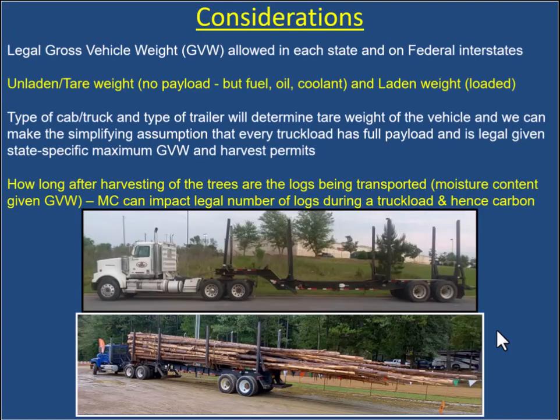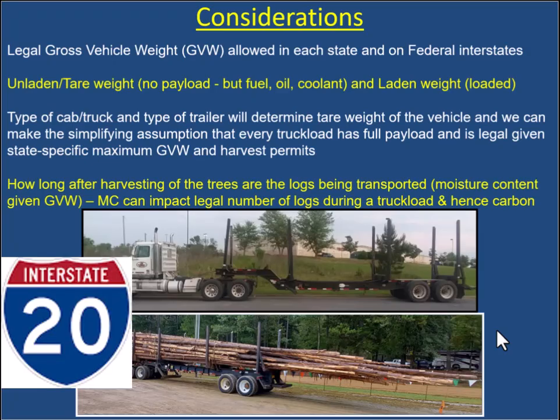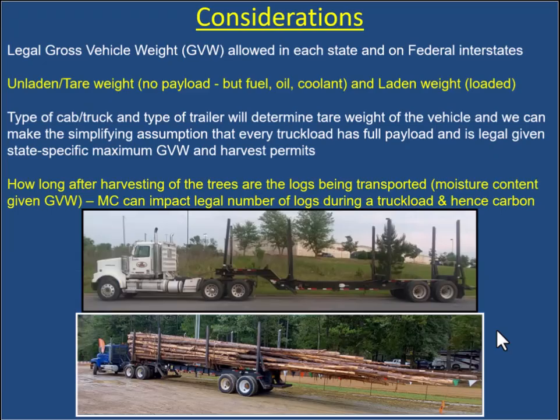So some things to consider is the legal gross vehicle weight that's allowed in each state. And on federal interstates, it's been a long-standing issue that the maximum gross vehicle weight, both of the cab, the truck, and the trailer, plus the payload, is 80,000 pounds. So then you have the unladen tare weight. That's when the truck is unloaded, or there's no logs on the truck. So here's your weight of the cab and the trailer. And then, of course, the difference is the payload.